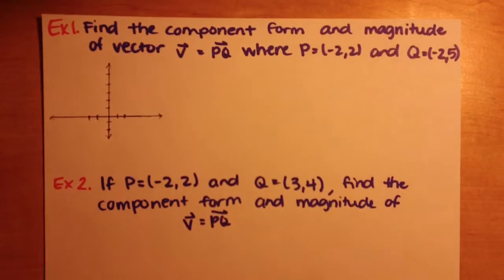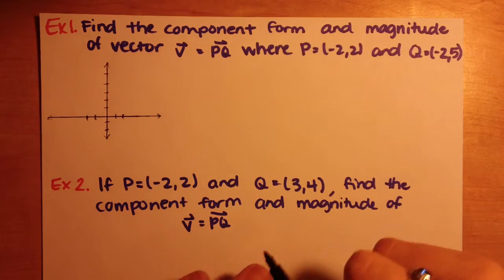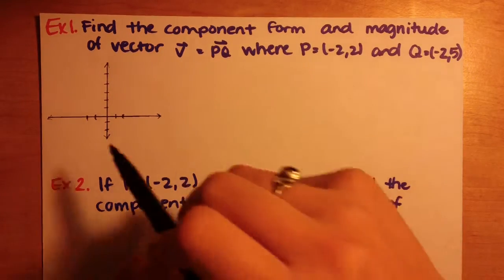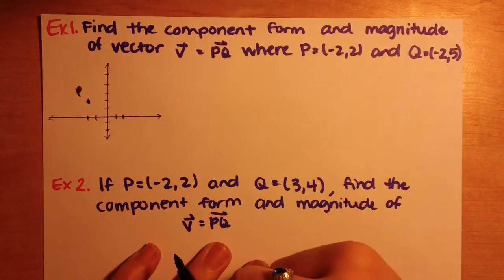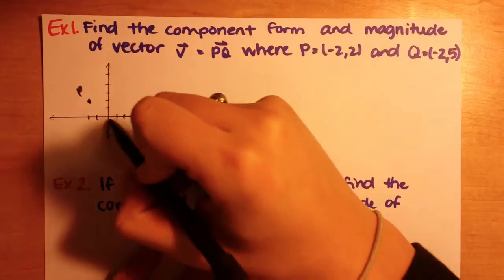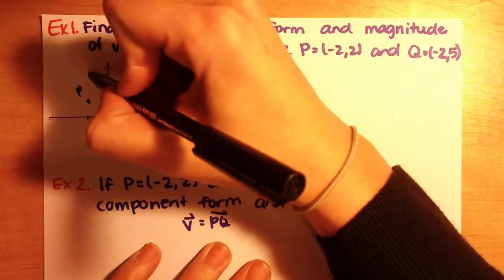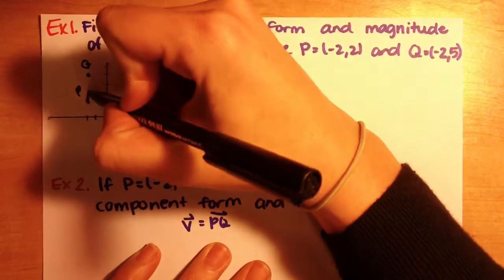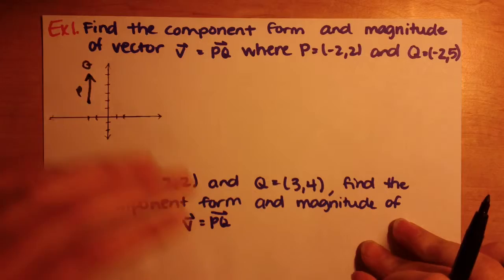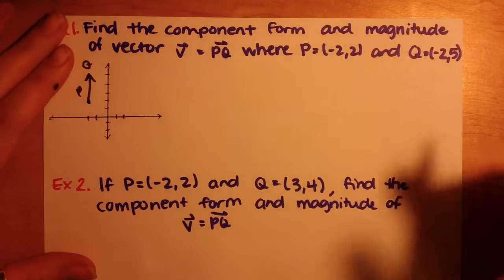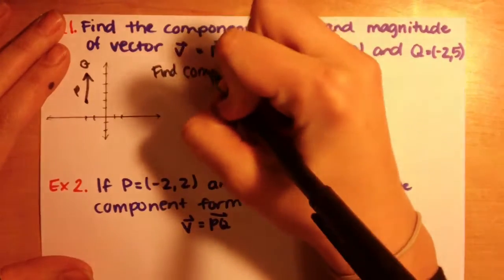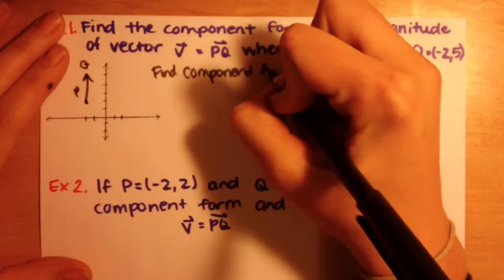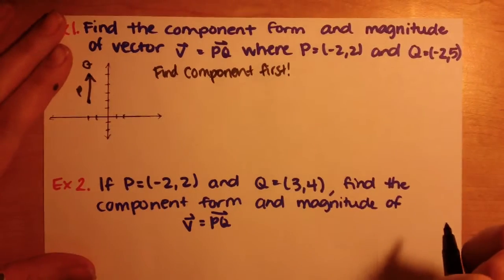So let's look at some examples. My first example is: find the component form and the magnitude of the vector v equals PQ, where P is (-2, 2) and Q is (-2, 5). So I'll go over to (-2, 2). That's going to be P. And then Q is (-2, 5). So I want to find component form and the magnitude. We're going to find component form first. This is going to make our calculations for magnitude much, much simpler.